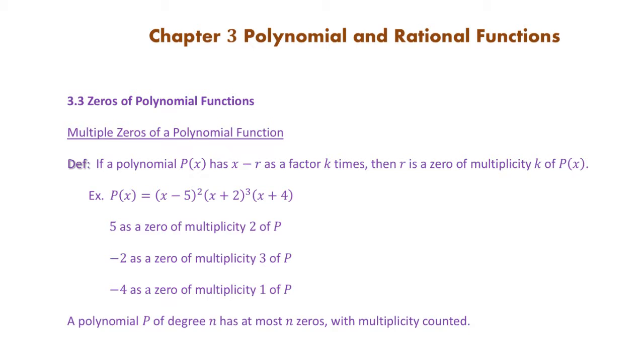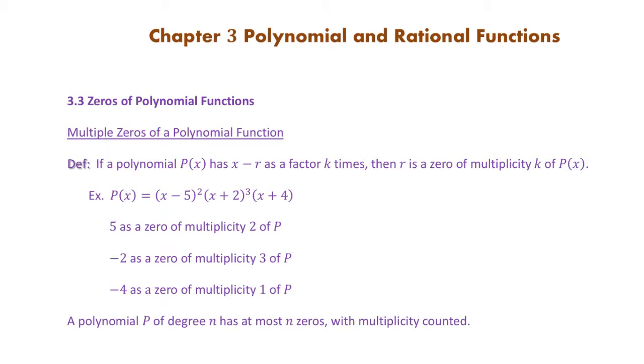So we got three zeros: 5, negative 2, and negative 4. And each zero has a multiplicity corresponding to the power of the factor. So for example, 5 is a zero of multiplicity 2 of p of x, because you got x minus 5 squared. The exponent is 2. And negative 2 is a zero of multiplicity 3 of the polynomial p, because we got the exponent 3 for x plus 2. And negative 4 is just a zero of multiplicity 1 of p, because the exponent for x plus 4 is 1.